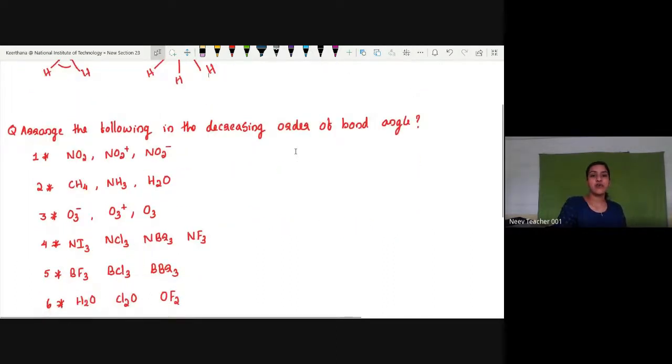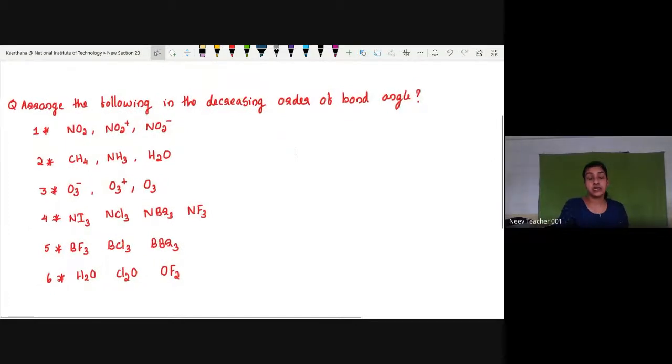So arrange the following in increasing or decreasing order of the bond angle. I hope you can do this. Just do the first one. No need to find the bond angle directly. Find these structures, find these shapes, then you will get an idea about these things.